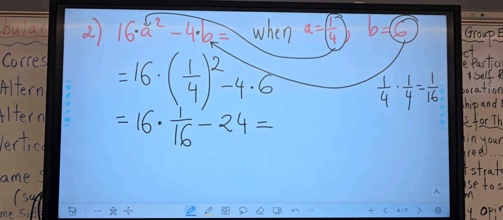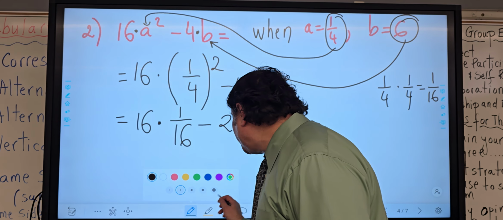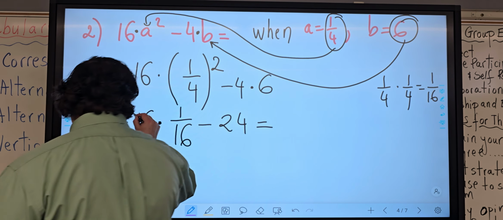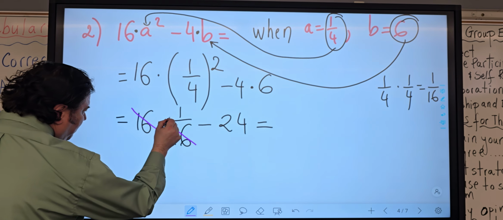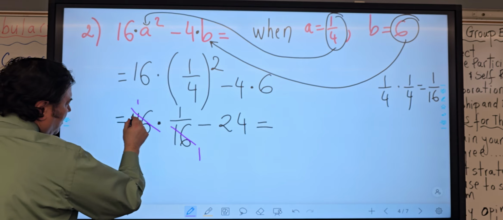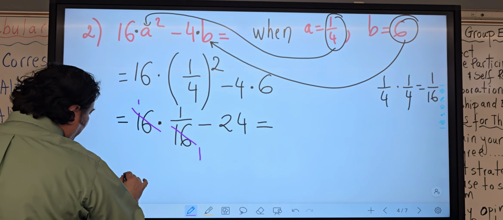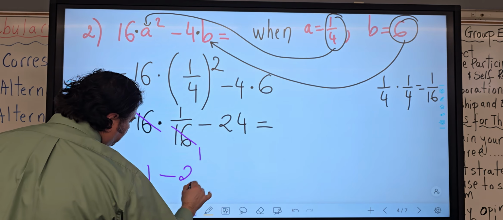Okay? And now let's continue. If you take a look here closely, you can see that this 16 and this 16 simplify, because 16 divided by 16 becomes a 1. And then 1 times 1 is going to be a 1 here, and then minus 24.